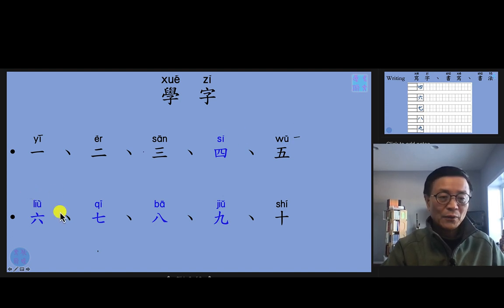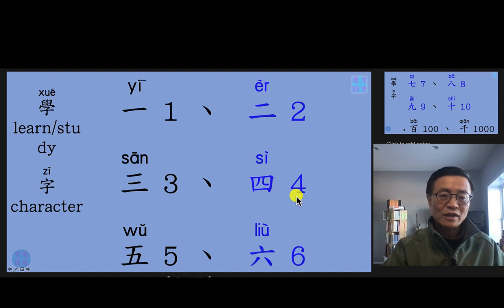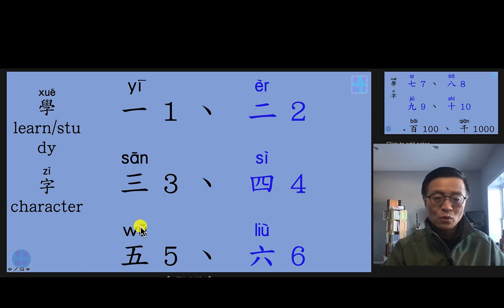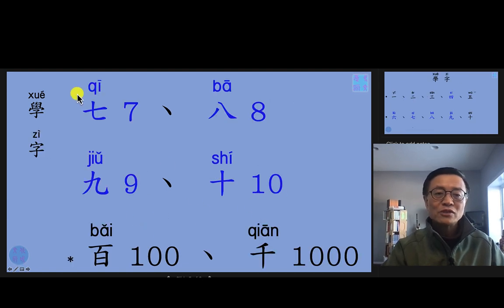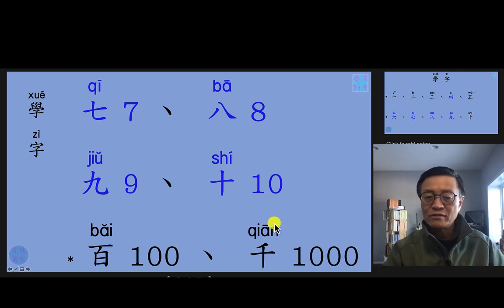六, 六, 六, 七, 七, 七, 八, 八, 八, 九, 九, 九, 十, 十, 十. For somebody like Jean, you can get on this one, this is easier, the bigger one. 1, 2, 3, 4, 5, 6, 7, 8, 9, 10, 100. Bonus: 百, hundred, 千, thousand, 1,000.